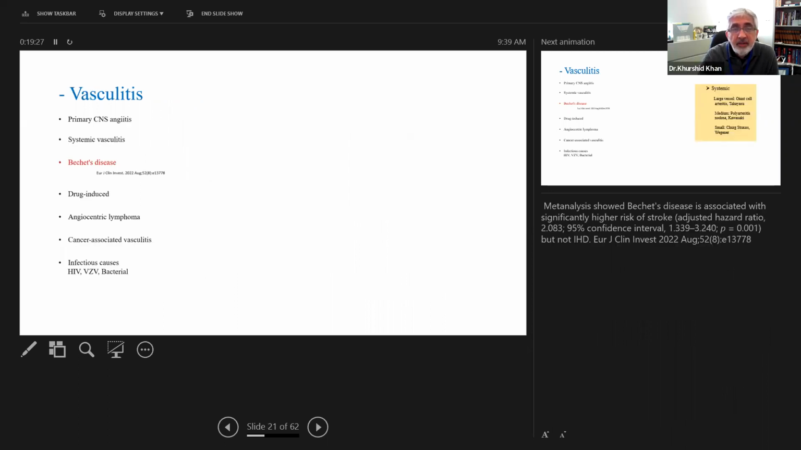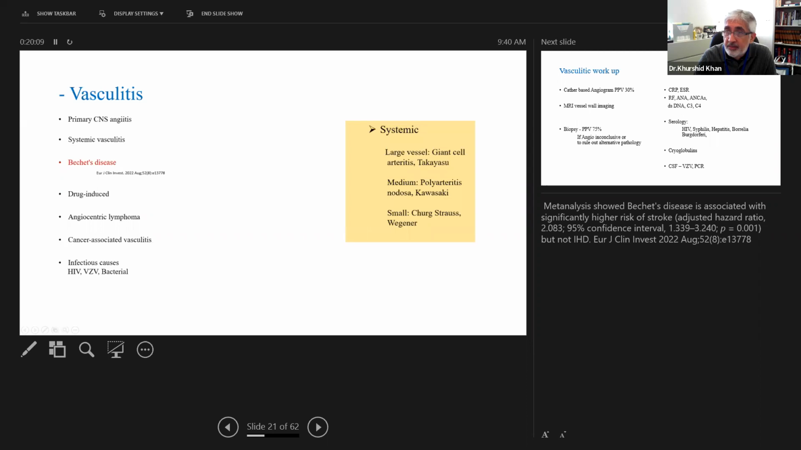Vasculitis, primary CNS angiitis is rare, but more often than not, it is included in our differentials whenever we encounter a stroke, especially in the younger person. Systemic vasculitis, Behçet disease, which may be more commonly seen compared to some other countries, especially in part of the world that most of the audience is attending from today. Drug-induced, as we already talked about, and cancer-associated vasculitis, and then infection-related vascular disease that may be seen.